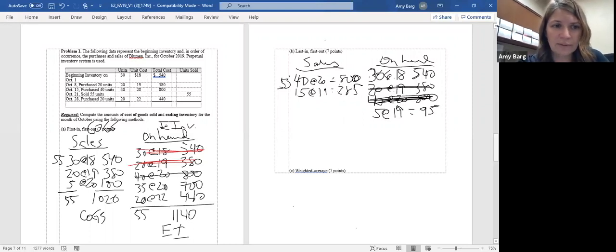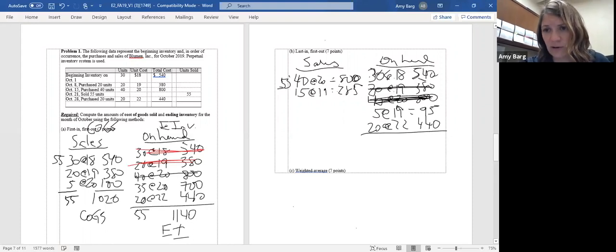And then let's not forget what happens on October 28th at the end of the month. We purchased another 20 units at $22 a piece for $440. So at the end of the month, what we have left is the 440 plus the 95. And don't forget what you had up here. We never touched those 30 units that we had in our beginning inventory, and we have to remember that they're still there. So if you add up those three numbers, you end up with an ending inventory of 1075. So it's still the 30 plus 5 plus 20. There's still 55 units. The number of units doesn't change.